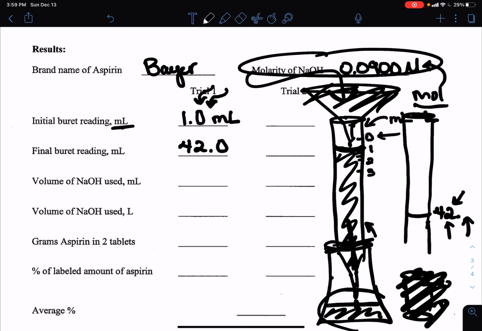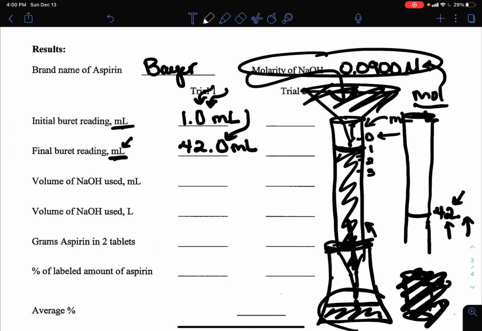And my partner could look at it and say, no, that's 42.1. And that would be okay because remember that last digit is our guess. That's where we have wiggle room. Okay, so again, this is milliliters, and you can write that there, or you cannot because it's already over here. But if it wasn't over here, you would have to make sure that you write it in. It's always good practice to go ahead and just write it again.